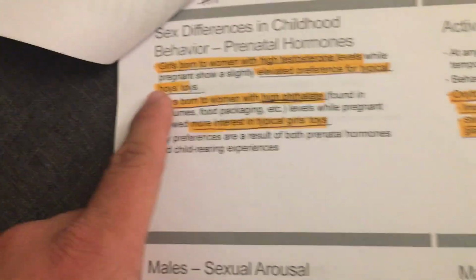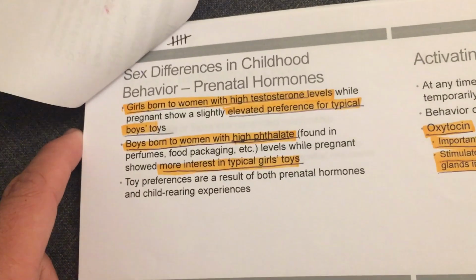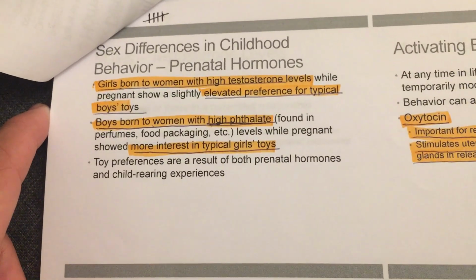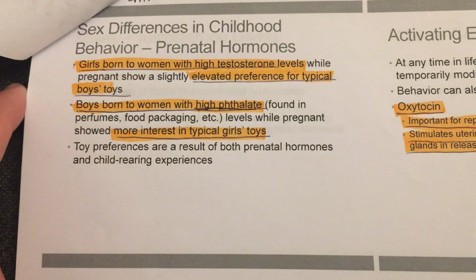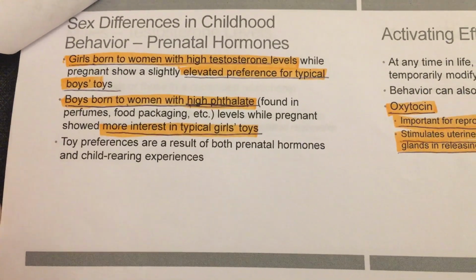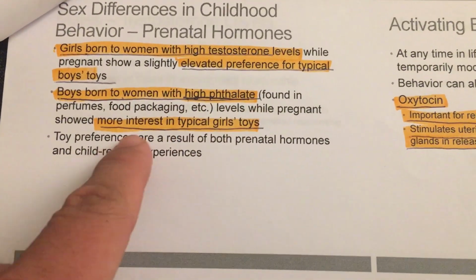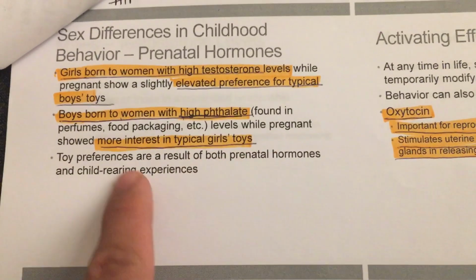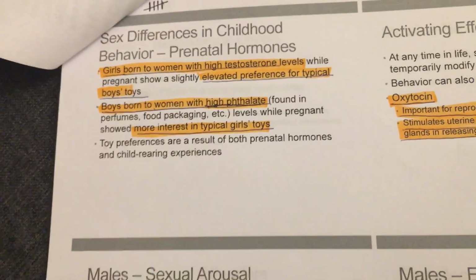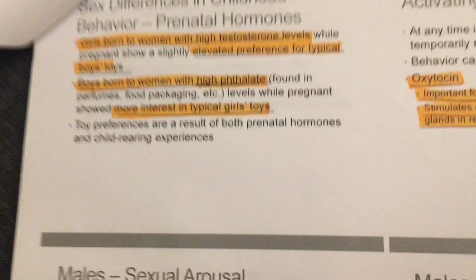Sex differences in childhood behavior and prenatal hormones. Girls born to women with high testosterone levels while pregnant show a slightly elevated preference for typical boys' toys. Boys born to women with high levels of phthalates, found in perfumes and food packaging, while pregnant showed more interest in typical girls' toys. So, watch out with chemicals and hormones, things that are going to affect the birth of a child.